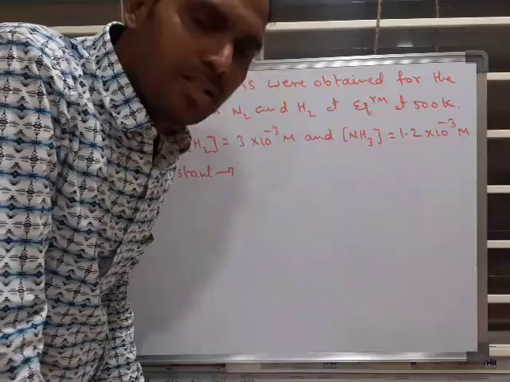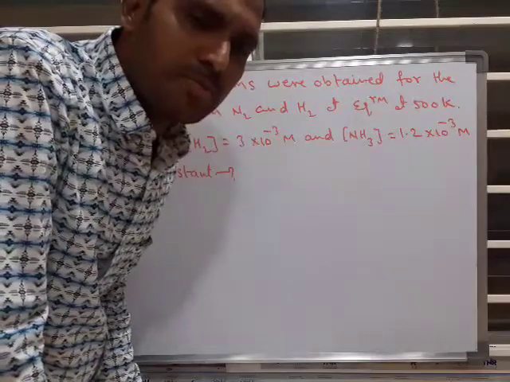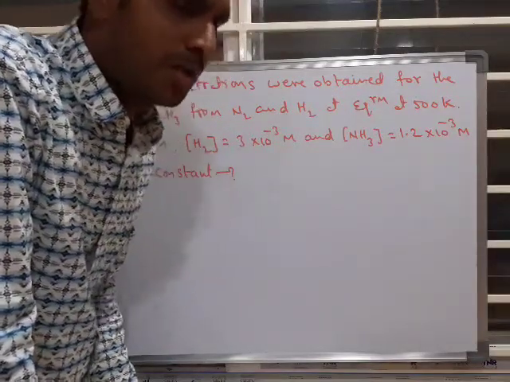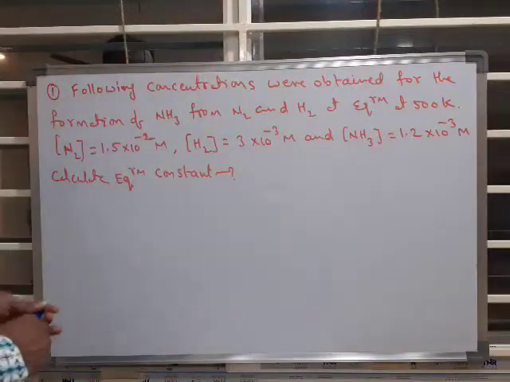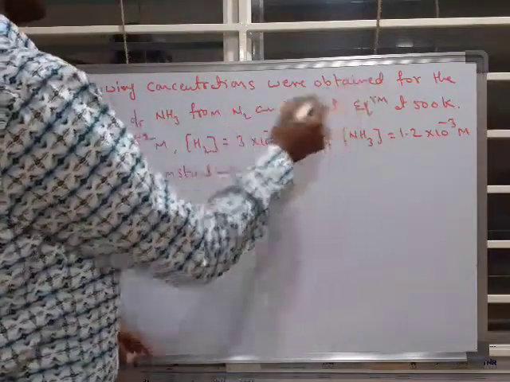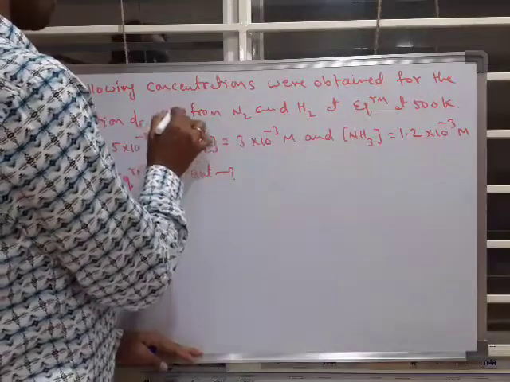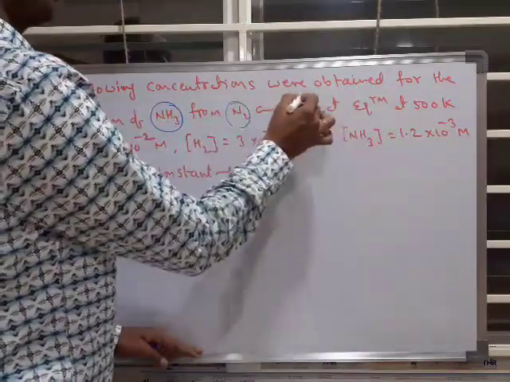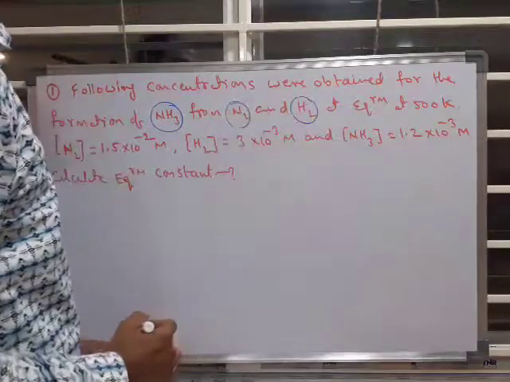So, hello everyone. Today we see some numerical problems in chemical equilibrium. Okay, see the first one. Some concentrations were given for the formation of ammonia from nitrogen and hydrogen gases at equilibrium.